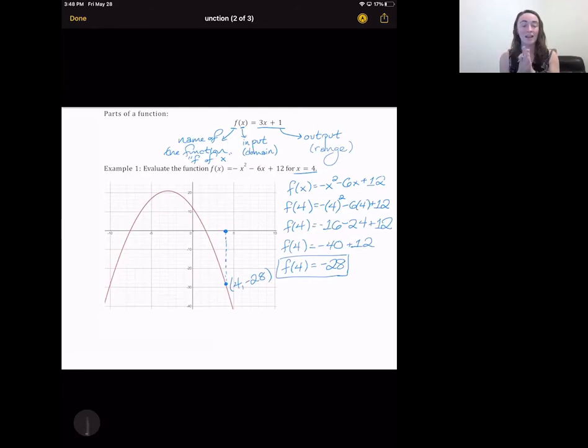Awesome. Now you guys are going to head to practice set B and practice evaluating functions both using graphs and also using our algebra skills. Give it a try. You got this.